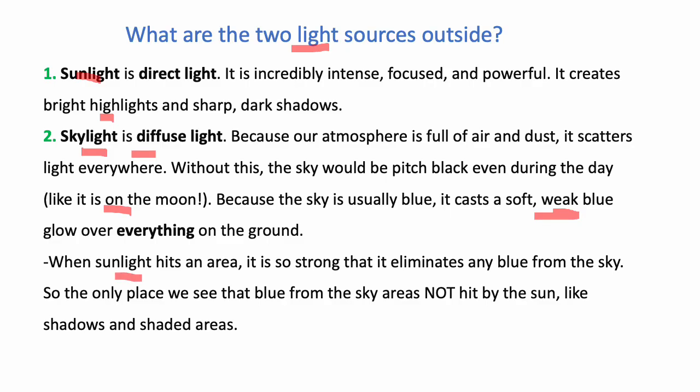Now, when sunlight hits an area, it's so strong that it eliminates that blue from the sky. So the only place that we can see the blue from the sky are areas that are not hit by the sun, like shadows and shaded areas. And I'm going to show you examples of this in the next few minutes.